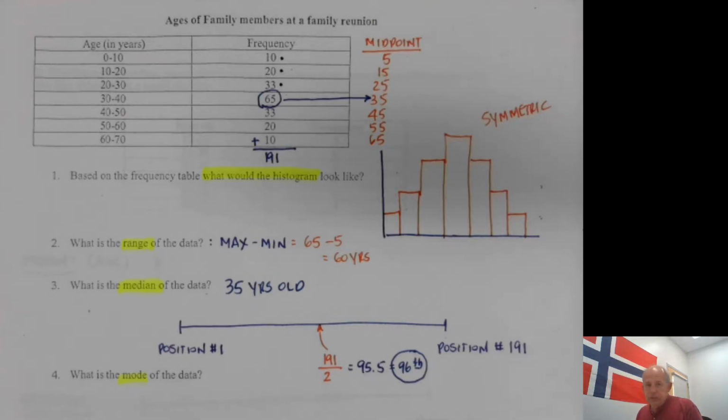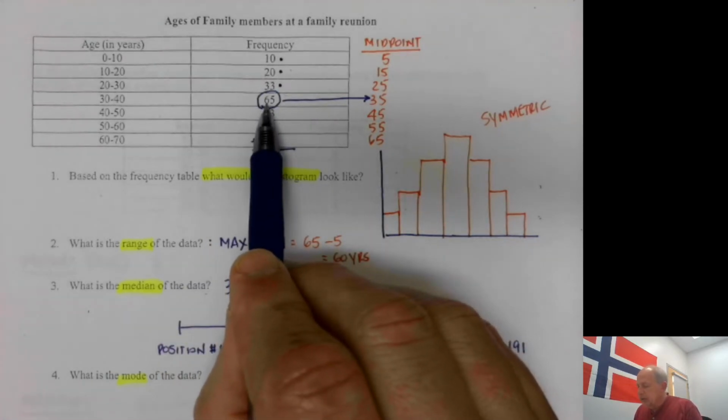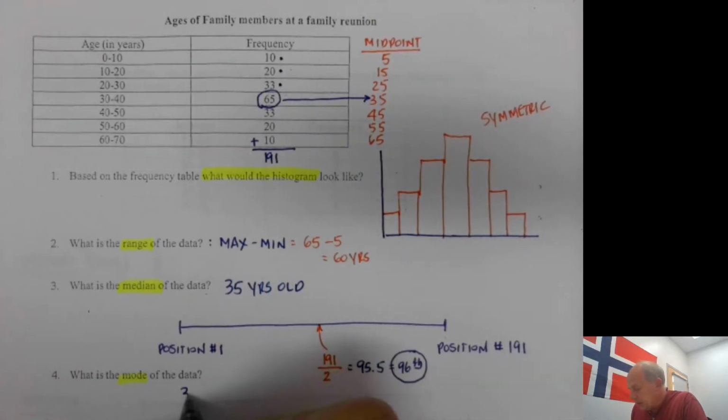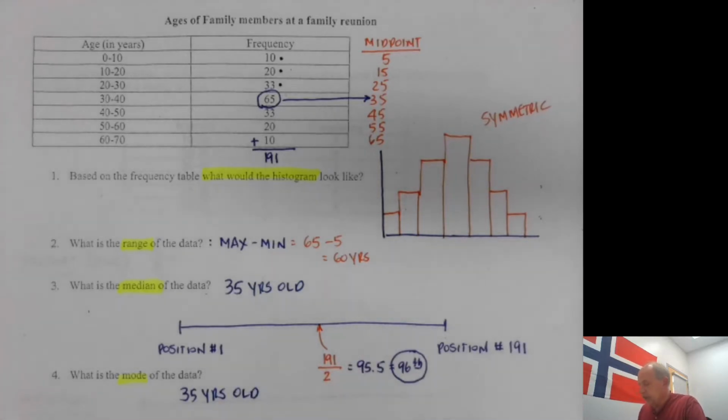Now the mode of my data is where the most people are going to be located in my frequency table. There's 65 people there. That's my most crowded interval. I use my midpoint, so that's 35 years old as well.